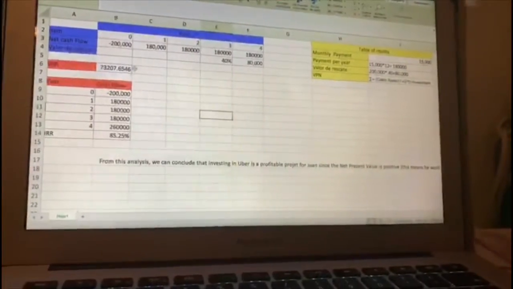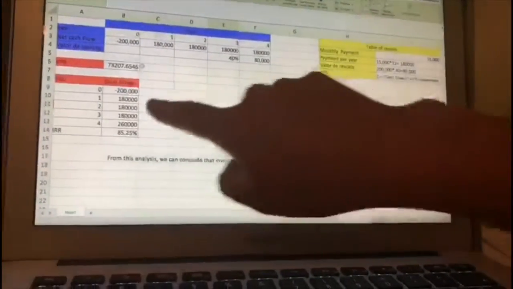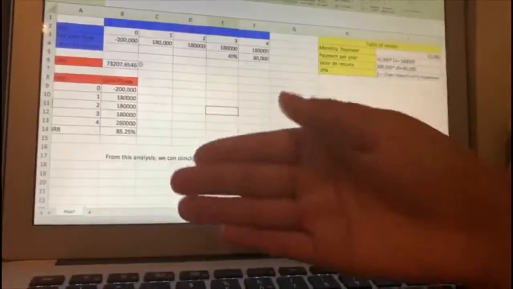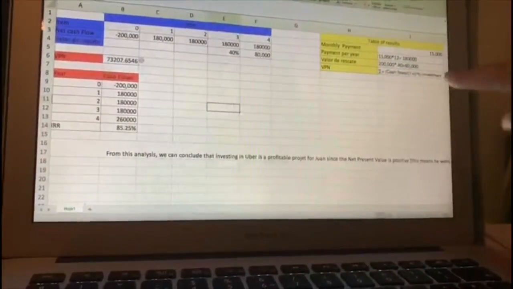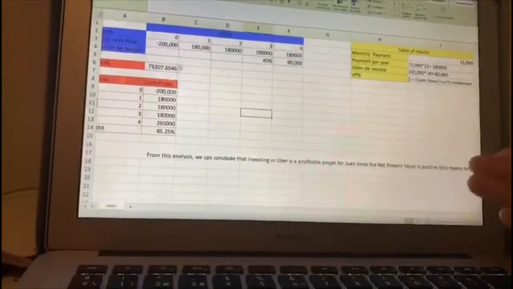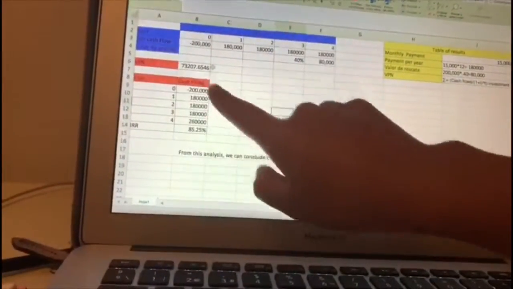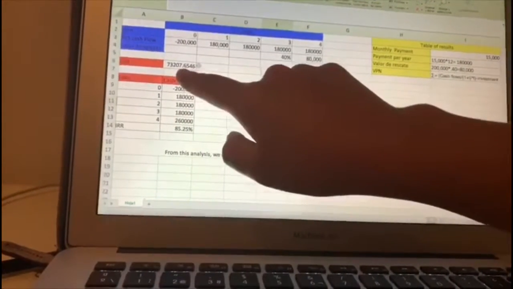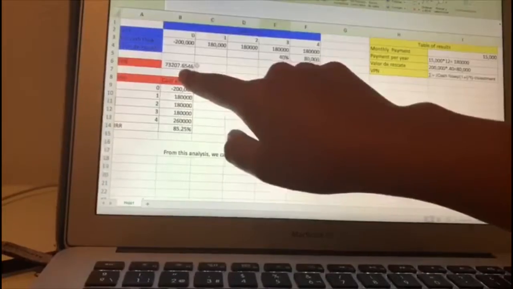We close the parentheses and we raise it to the power of time. So if it's year 1, it would be to the power of 1. If it's year 2, it would be to the power of 2, etc. After doing that, we have to subtract the initial investment, and we can see that this is a profitable investment since the net present value is positive, and we get 73,207 pesos with 65 cents.